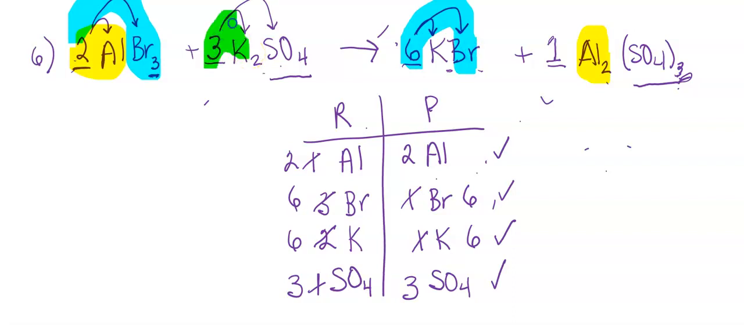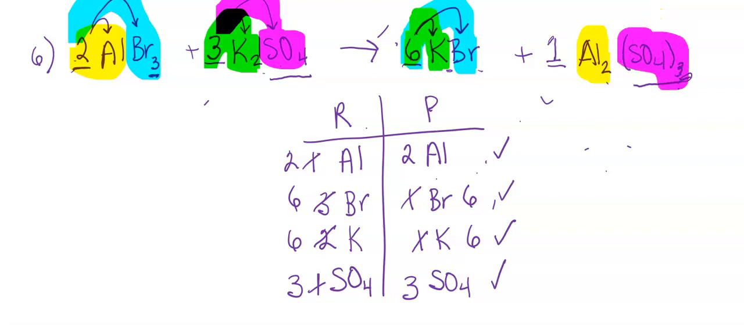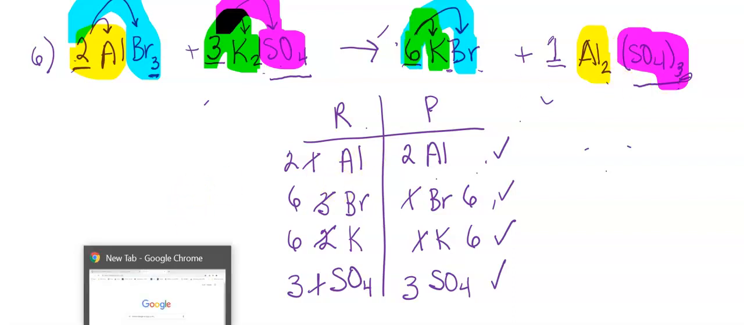I have 6 atoms of potassium on my reactant side, and I have 6 atoms of potassium on my product side. This is going to be darker. I have 3 molecules of SO4, excuse me, on my reactant side, and here I have 3 as well outside the parentheses. So I've already triple checked everything to make sure everything is balanced, and we are correct. Alright, so now it's time for you guys to practice on your own.